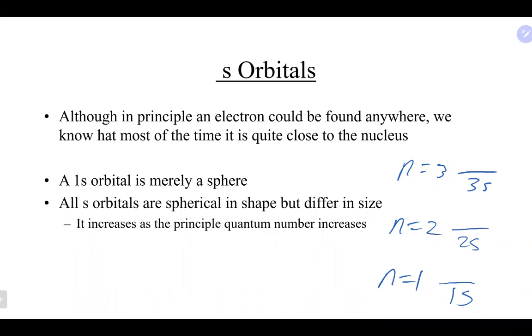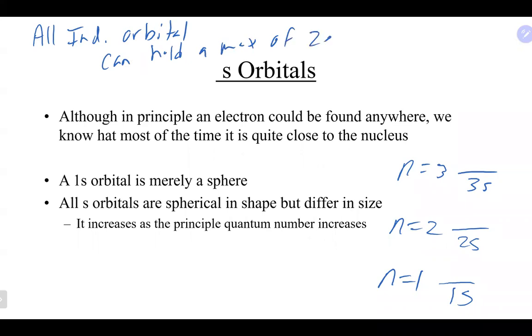One really important thing about orbitals, be it an s orbital, p orbital, d orbital, or f orbital: all individual orbitals could hold a maximum of 2 electrons. So no matter what orbital it is, if you have an individual orbital, it can only hold a maximum of 2 electrons in it.